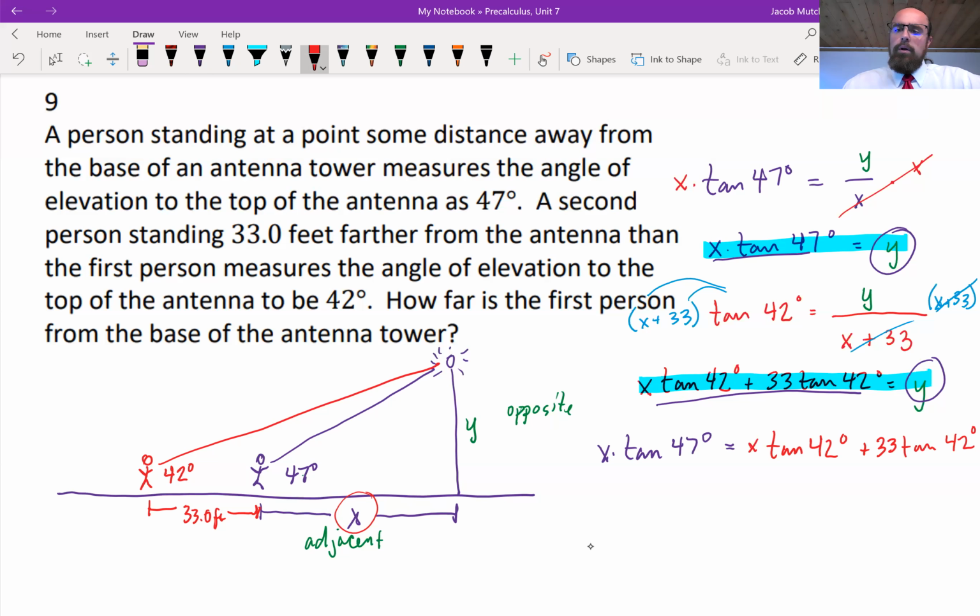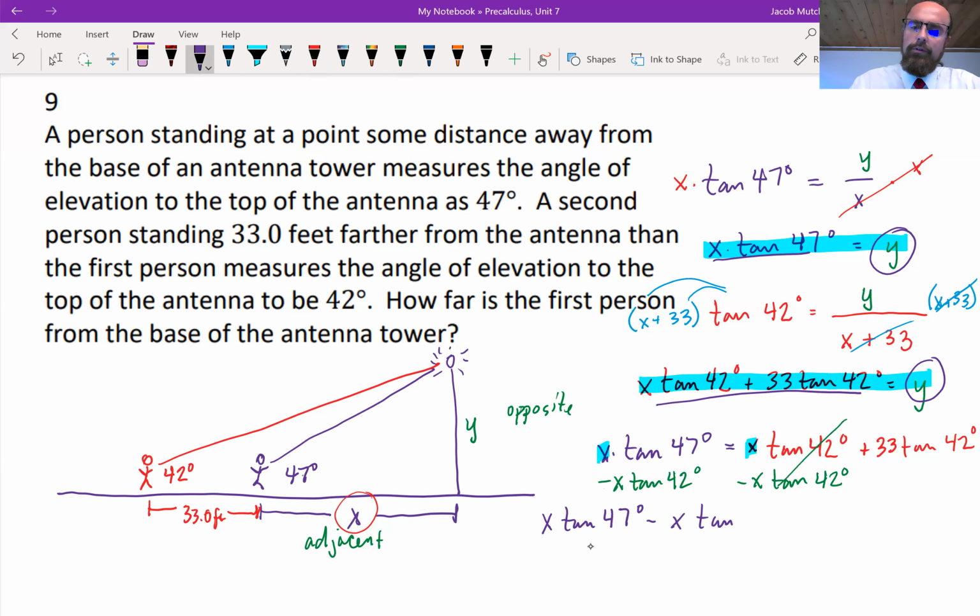At this point, I want to move my two terms that have x in them to the same side. So I'm going to subtract x tangent of 42 so that it shows up here on the right side. It cancels on the right side and it shows up on the left. So at this point, what we've got is x tangent of 47 minus x tangent of 42 equals 33 tangent of 42.